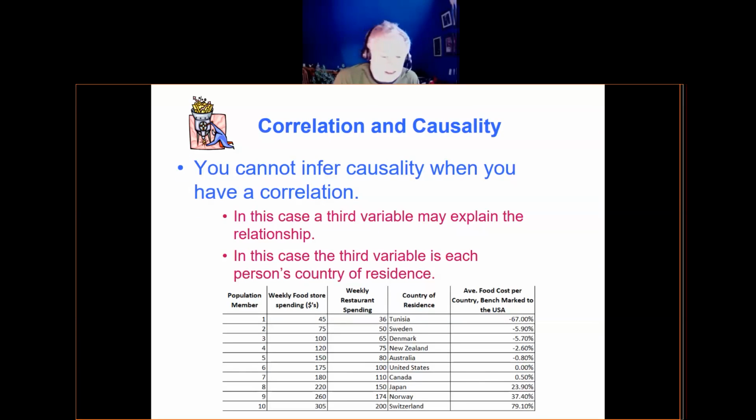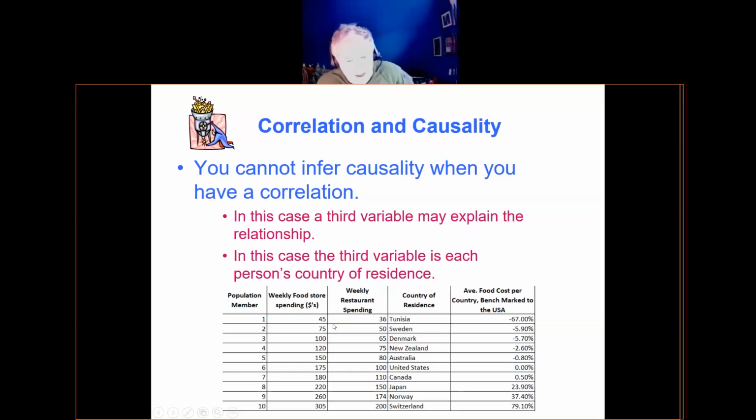Because when I add in the country of residence for the person, and I figure out what the cost of food is in those countries benchmarked to the United States: in Tunisia, food costs are on average 67% lower than the costs in the US. In Switzerland, the food costs are 79% higher than in the United States. The United States is the benchmark. And Canada and Australia are very close to the US in terms of food costs.